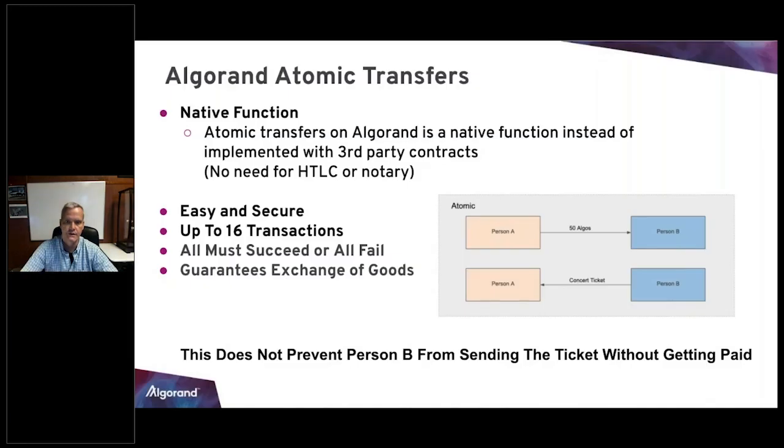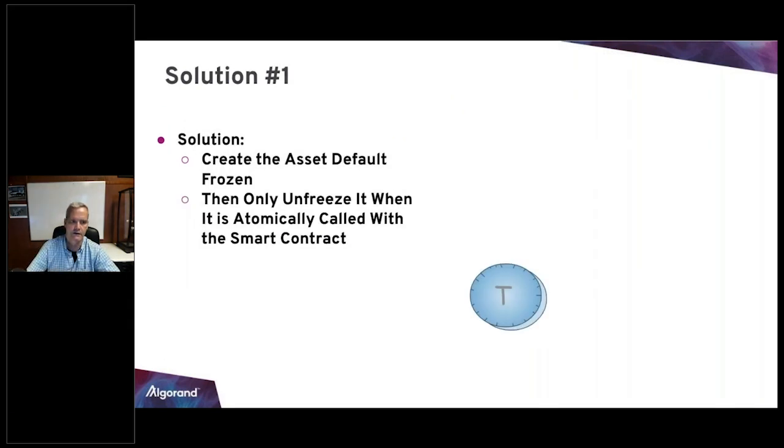So for example, here's what we look at when we talk about atomic transfers. Person A sends person B 50 algos in one transaction, and person B sends person A a concert ticket token in the second transaction. So those are grouped together. If either one of those fails, they both fail. But what this scenario does not prevent is person B sending person A the concert ticket regardless of whether person A sent 50 algos or not. So essentially they can send the transaction. There's no enforcement that another transaction has to be called with it. So how will we get around that?